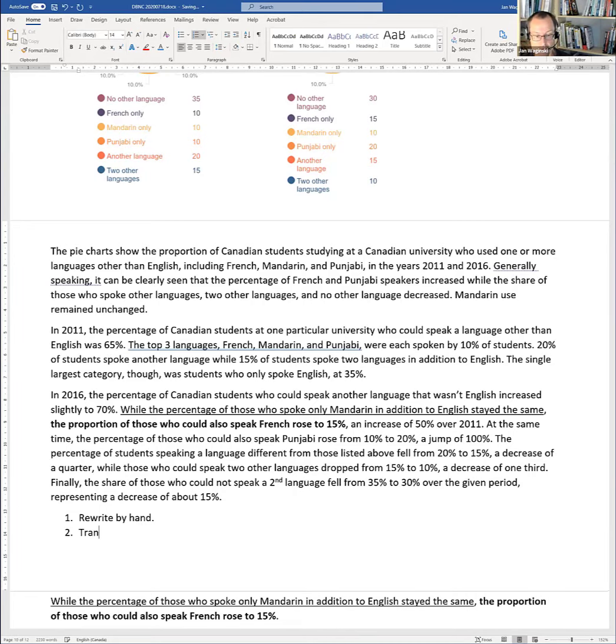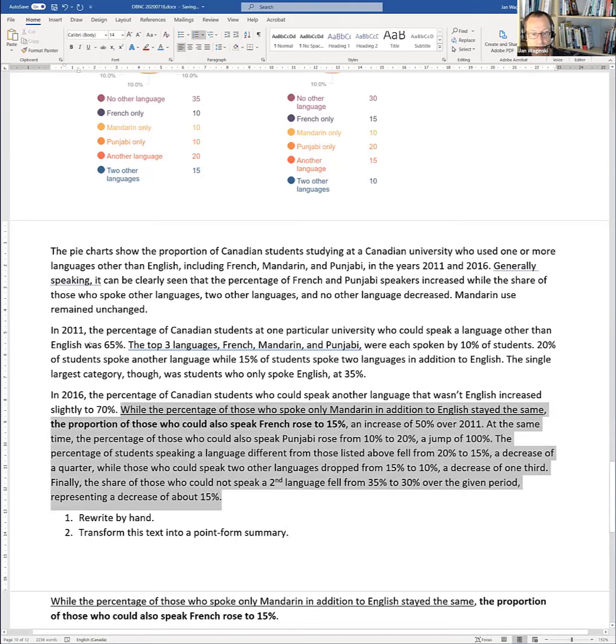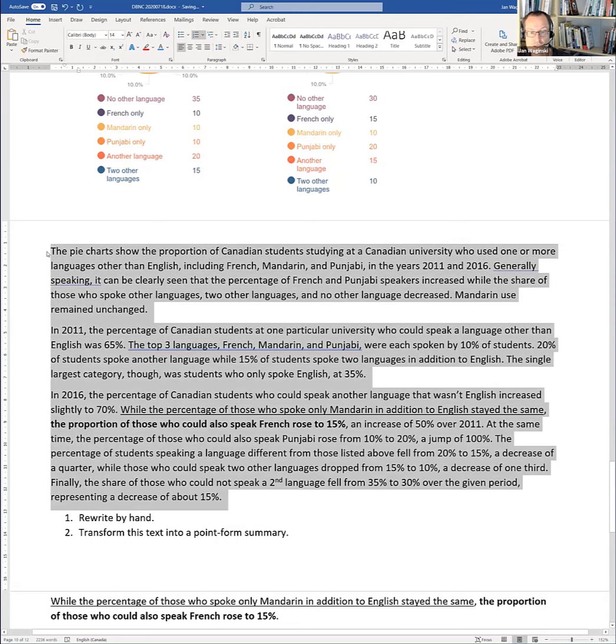Next, when you're comfortable with that, I would transform this text into a point form summary. And I'll create one for you and I'll post it, but you can also do this yourself. What that just means is get rid of all the structural language and all the grammar, and just leave a point form summary of the ideas in each of these paragraphs.